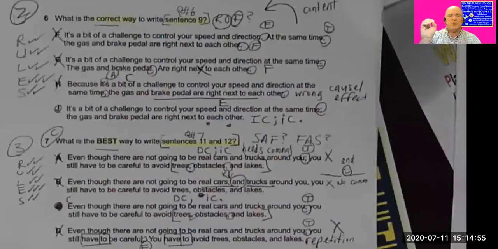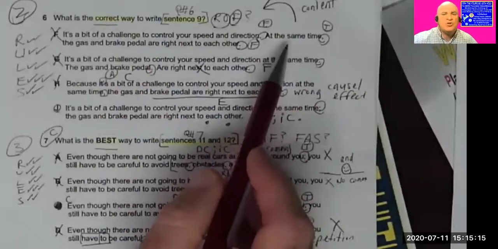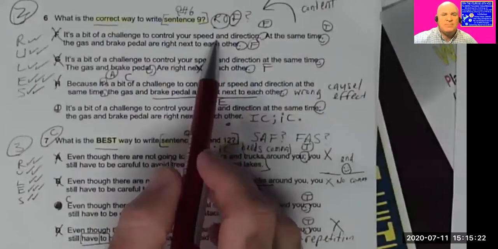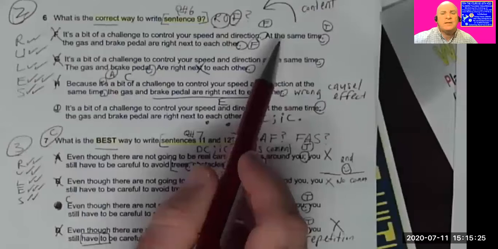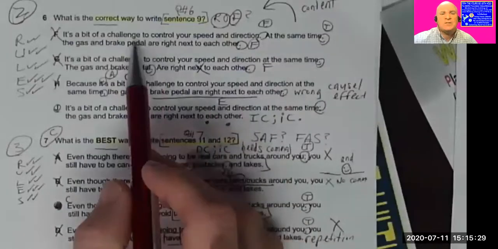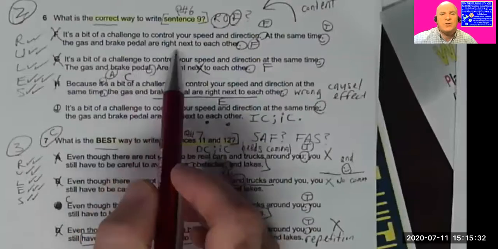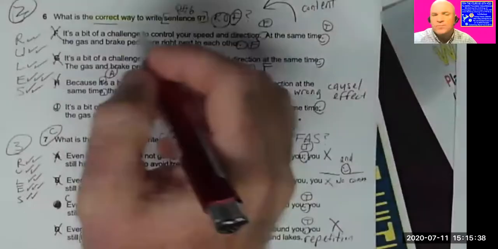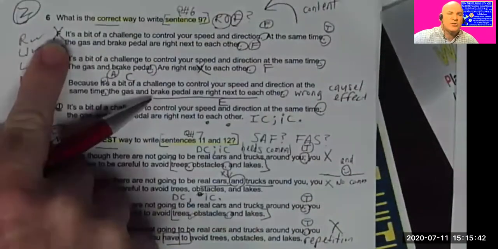Period. I bounced my imaginary ball on the floor. F for floor. Capital. At the same time, comma, the gas and brake pedal are right next to each other, period. What they did wrong there is they changed the content around too much, where at the same time, which we're supposed to be doing two things at the same time, we accidentally placed it with the gas and the brake pedal being next to each other, which changes the meaning and the content. So I wouldn't want to pick an answer that changes what the sentence is trying to say.